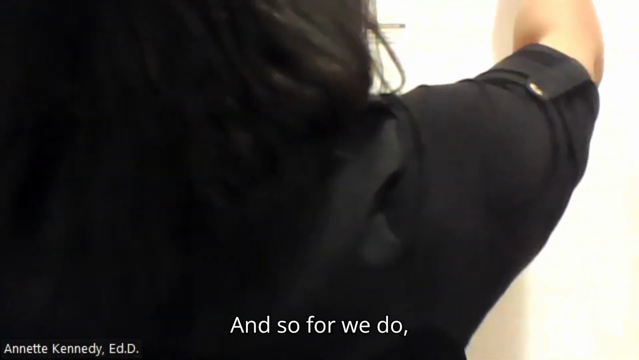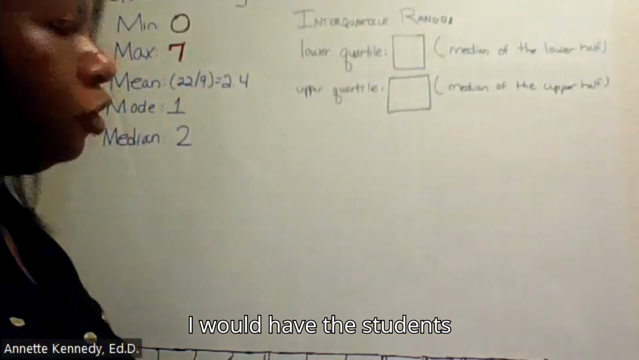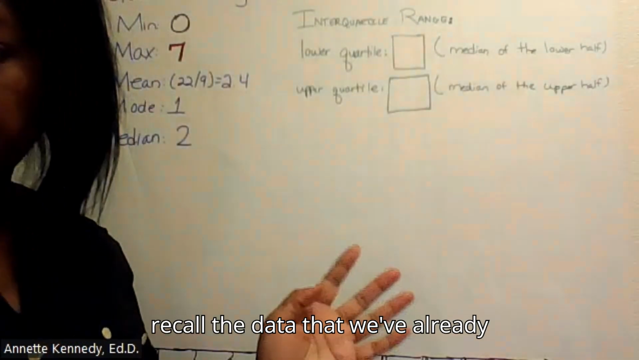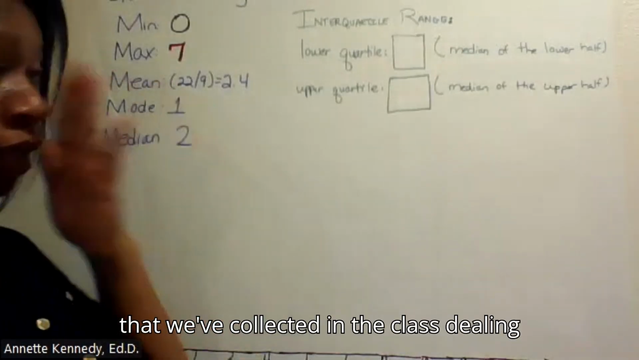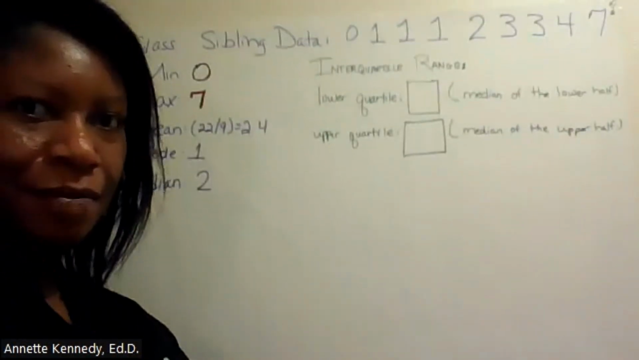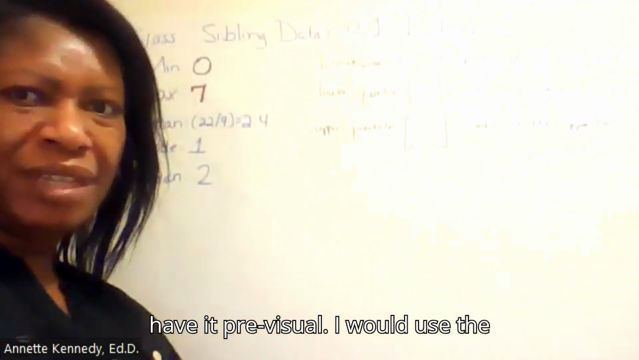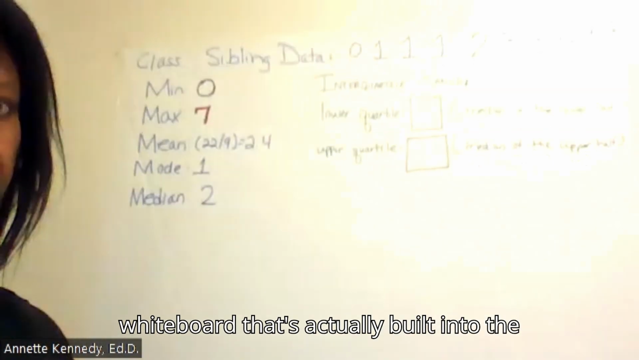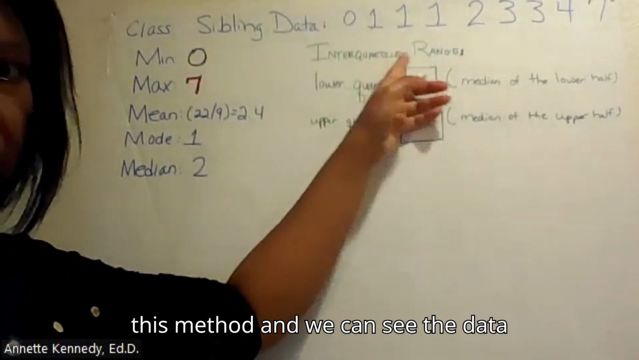And so for this, I would have the students recall the data that we've already previously used, that we've collected in the class, dealing with class sibling data. And as you can see, I would already have it pre-visual. I would use the whiteboard that's actually built into the computer, but just for now, I'm using it this method. And we can see the data points.